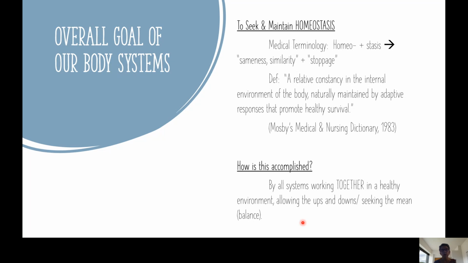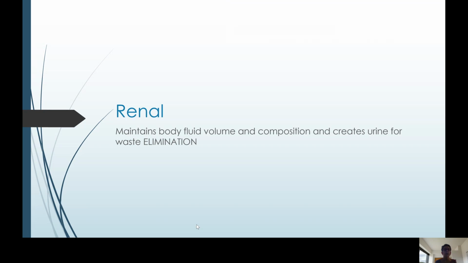The thing I always point out here is that the body is created by the maker, whatever your belief system is. You don't just spontaneously generate, to naturally adapt and to be healthy. So what we need to do is just support that and try not to mess it up. So how is this all accomplished? Homeostasis is accomplished by the body systems working together in a healthy environment, allowing for the ups and downs and seeking the balance, seeking the mean, which is fabulous.